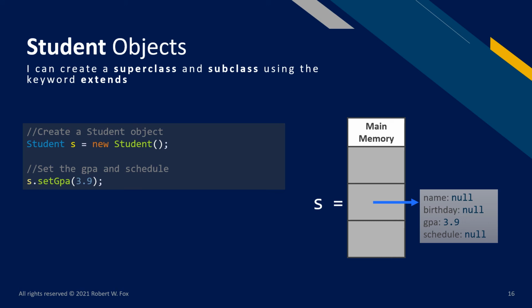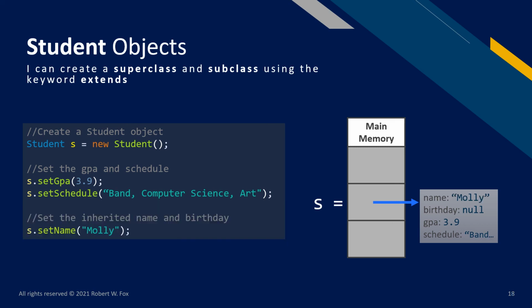Moving forward, you can see that I am able to call methods on my student, like setGPA to 3.9. You can see that set right over here. And setSchedule, you can see that set right down here: band, computer science, and art. I can also set the inherited name and birthday. So I can set the name to Molly, you can see that here, and I can set the birthday, in this case, to September 15th. So when I create the Student object, I have access to the Student things, but also the inherited things.